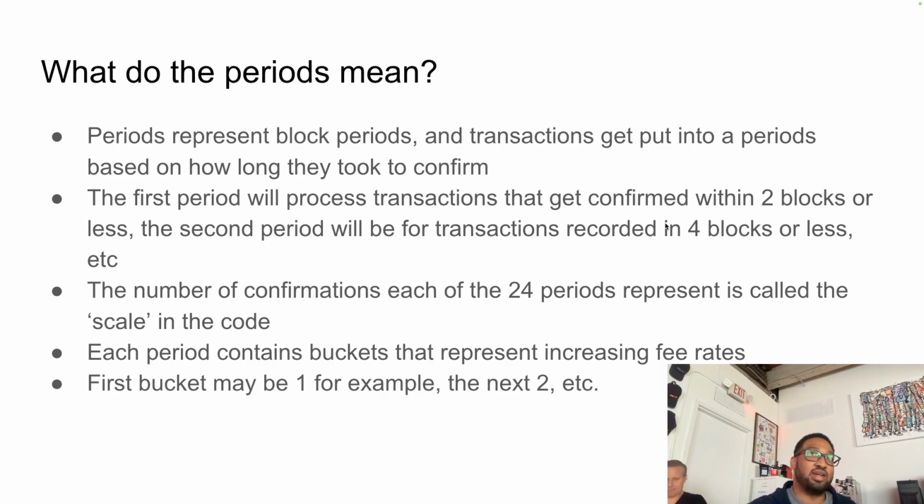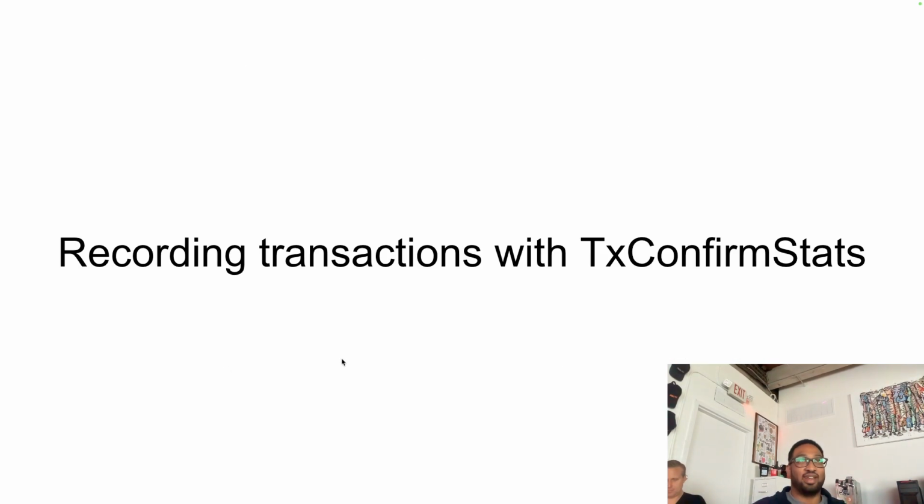So yeah, first period, all right, I think I explained that as best as I could. The number of confirmations each of the 24 periods represents scale. First bucket, 1, next 2, all right. Recording transactions with transaction confirmed stats.